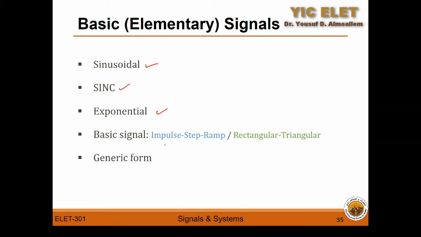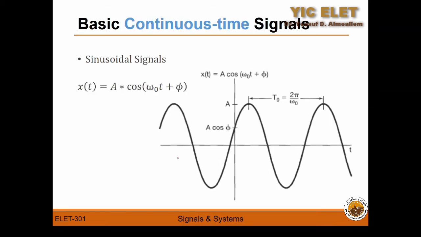some basic signals: impulse, step, and ramp functions, which are used very frequently in signals and systems. Then a little bit more, bigger types of signals constructed from these small ones. Then I will give just a generic form of signals and systems. Okay, now I will start with the continuous time signal, and then I will give the discrete version of it.